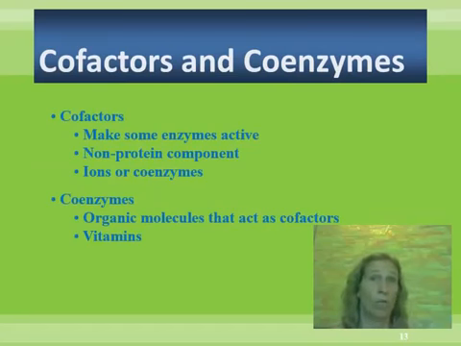Enzymes may need what are called cofactors and coenzymes in order to be functional. So an enzyme may be basically an immature enzyme until it connects to its cofactor. Some cofactors, examples would be iron or zinc or copper. It's non-protein, and it activates the enzyme. Coenzymes are similar to cofactors, however they're organic. So some of our vitamins that we consume are coenzymes. We must consume these vitamins. We cannot make them, and we will die without consuming our vitamins.